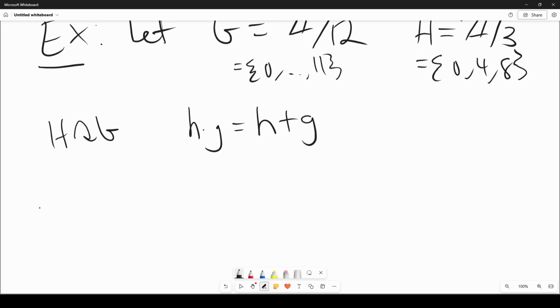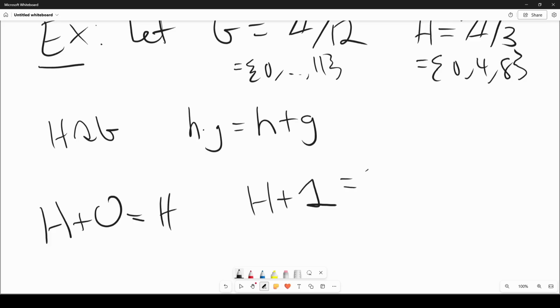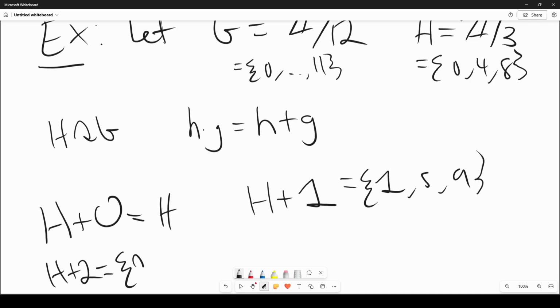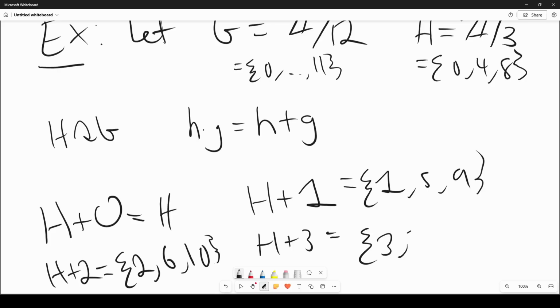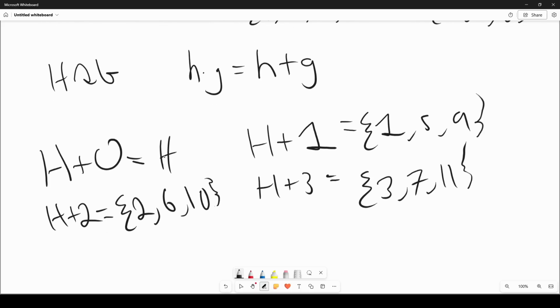If I wanted to find the coset H plus 0, which I can think of as the equivalence class of 0, well, this is just adding nothing, of course, so I'm just going to get H back. If I want to find H plus 1, this is just adding 1 to every element, so I get 1, 5, 9. H plus 2 equals 2, 6, 10. H plus 3 equals 3, 7, 11. And you see if I do H plus 4, I'm going to get H plus 0 again.